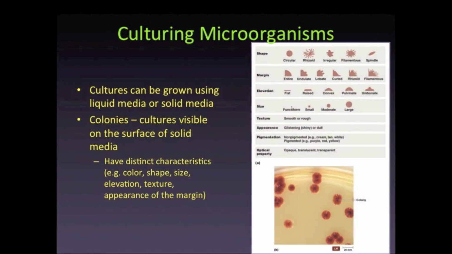Cultures may be grown in liquid media or on solid media. When growing microorganisms in a liquid media, or broth, growth is observed by cloudiness within the media. Therefore, one would not be able to determine if more than one species is present. However, when a solid media is used, growth is observed in a form known as colonies on the surface of the media. Colonies have distinct appearances when growing on the surface of solid media. As seen in the figure, colonies can differ in their shape, margin, elevation, size, texture, appearance, pigmentation, and their optical properties. These characteristics can aid in the identification of the organism.